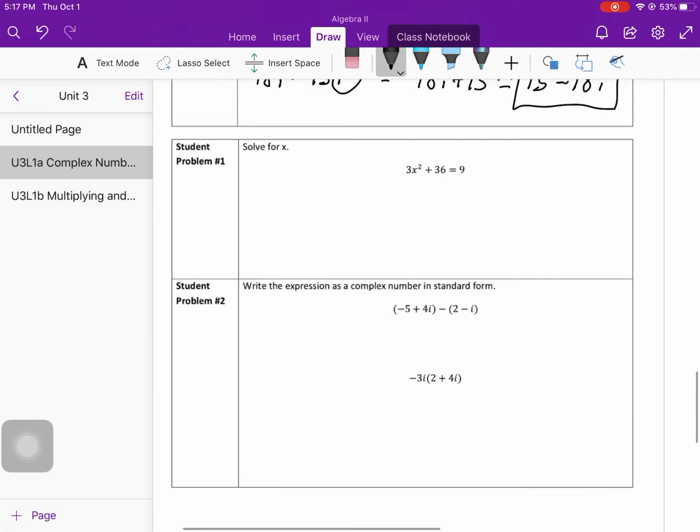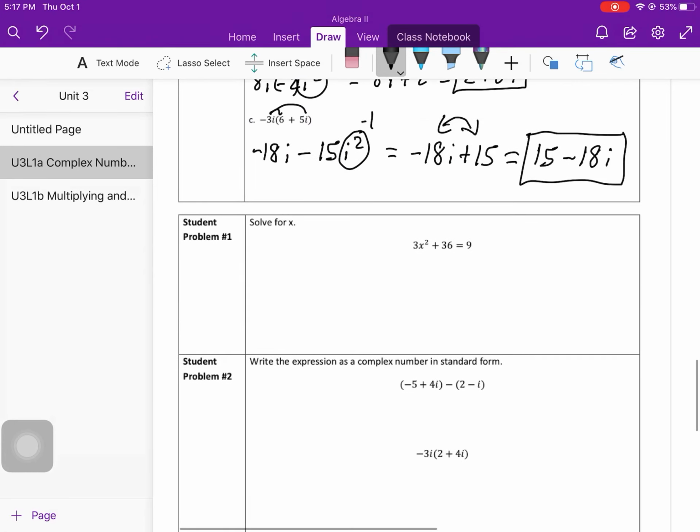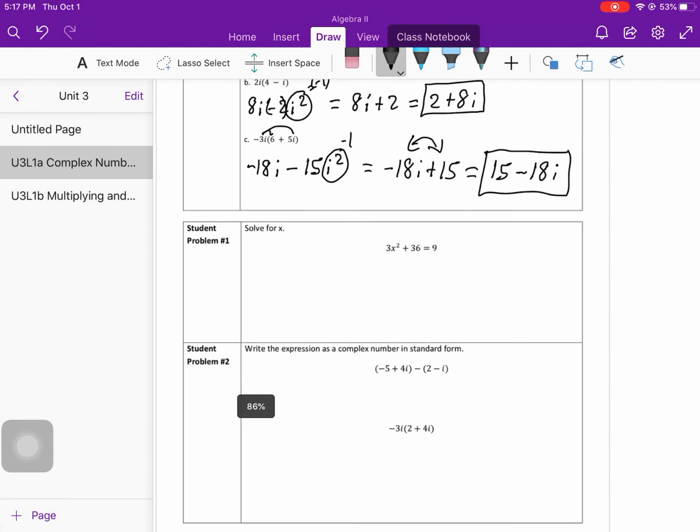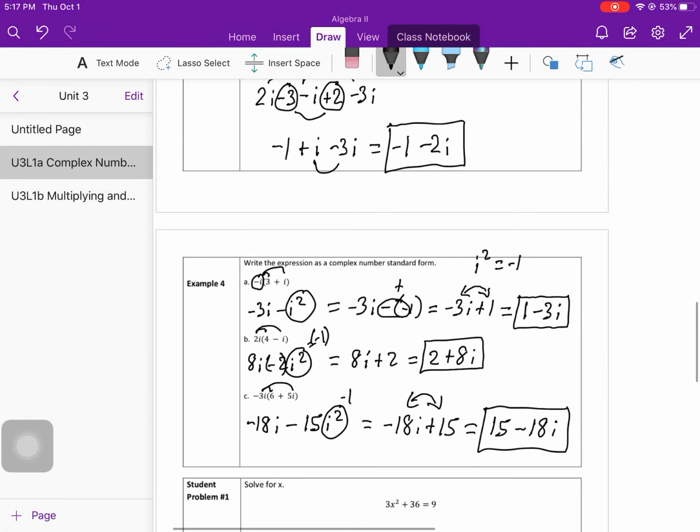Okay, so you have problems 1 and 2. This is a 2-part lesson, so you only have 2 student problems for this, but you'll have to submit both of these note sections separately.